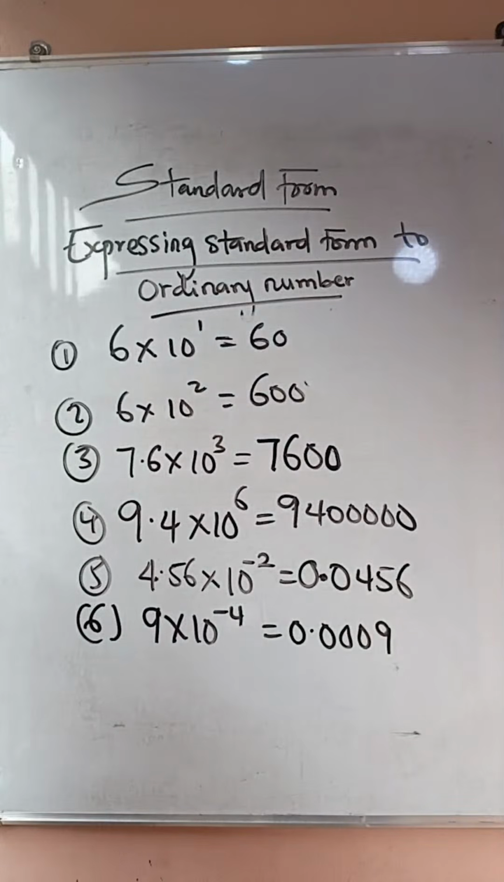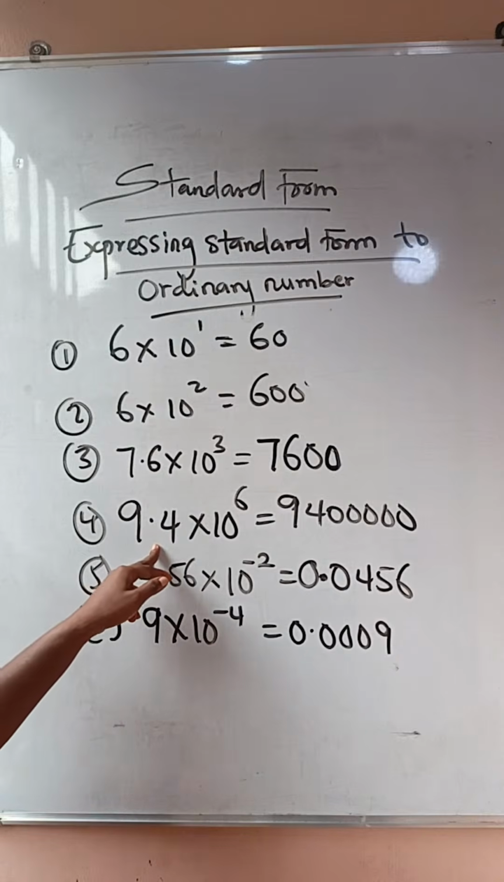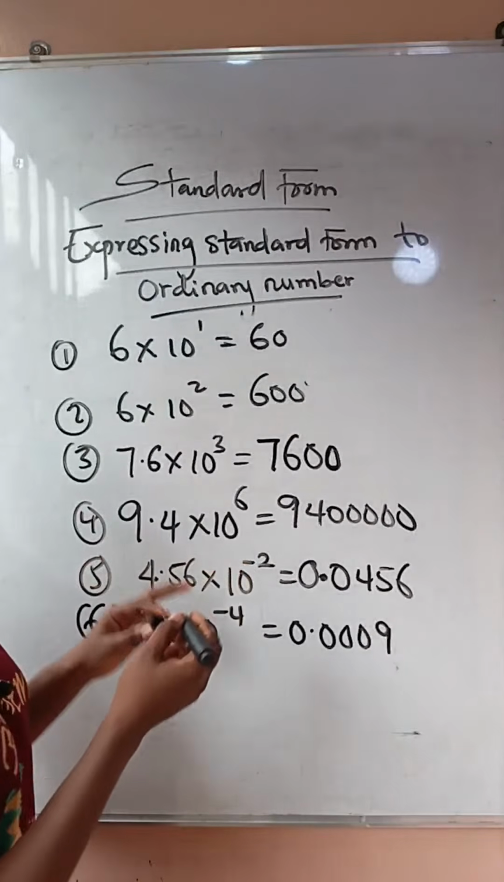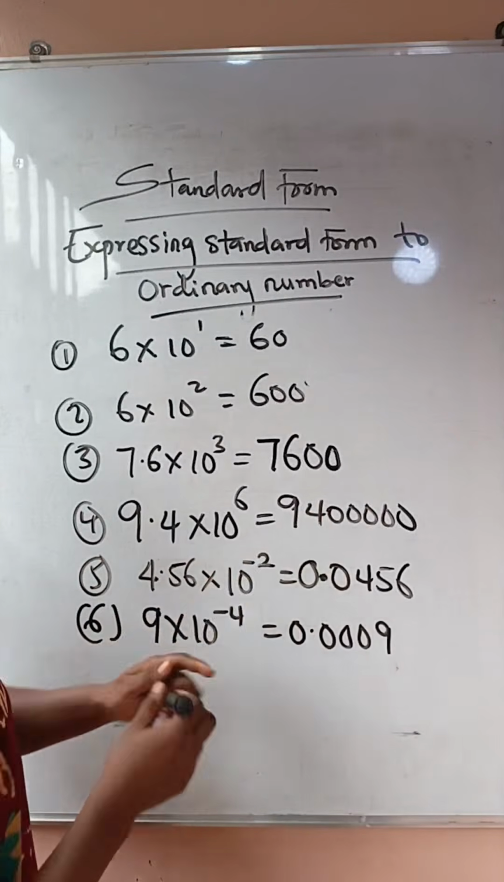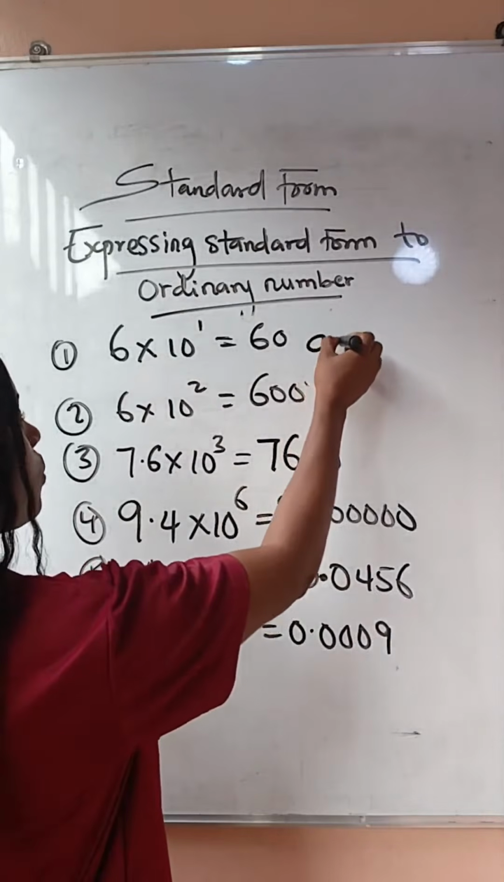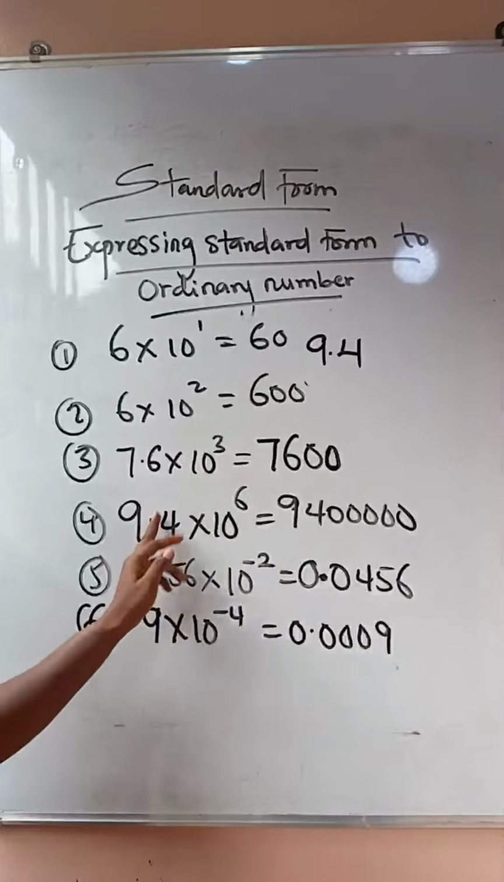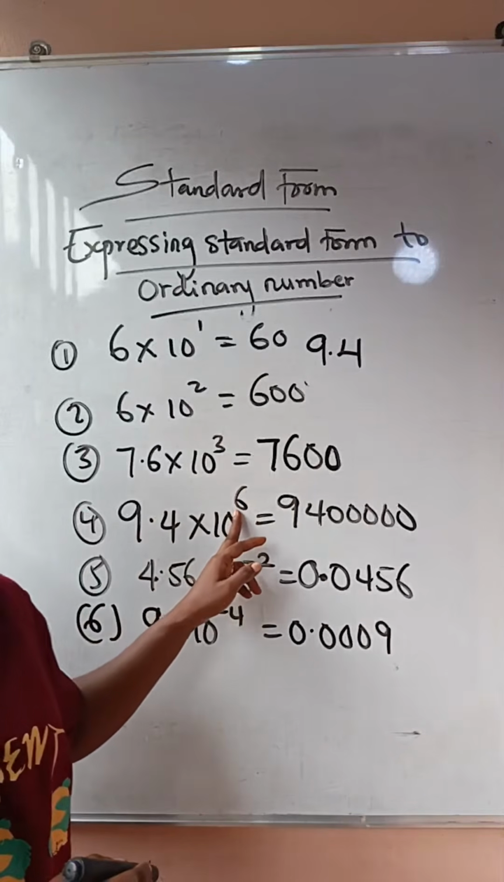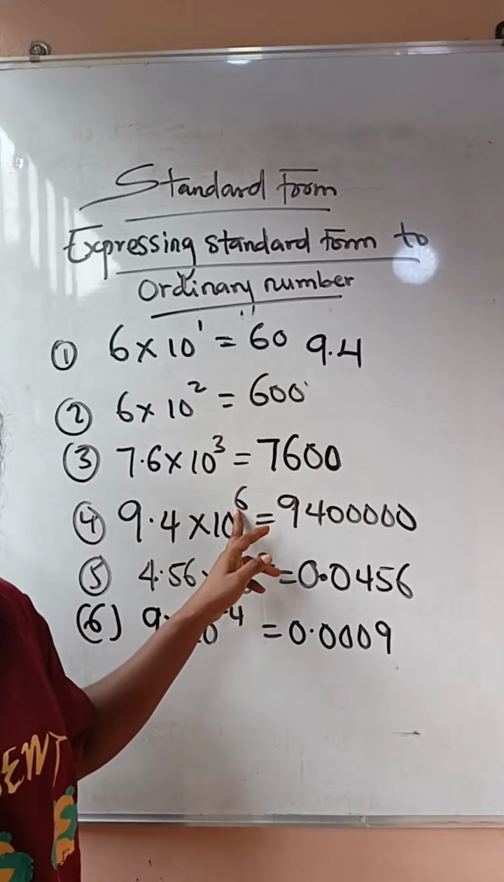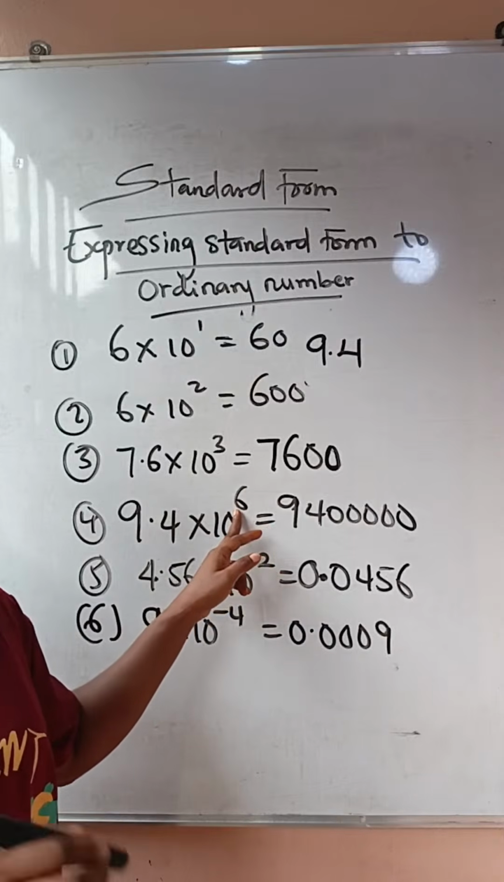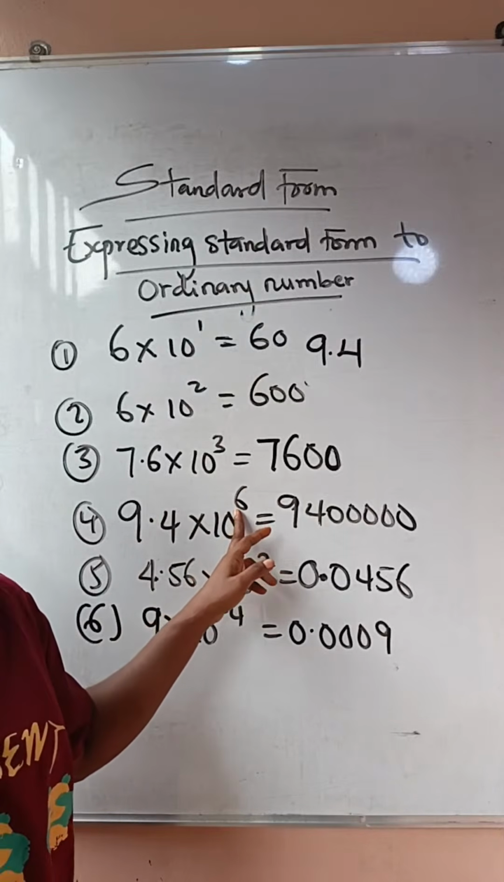Question 4 is wrong, ma. Question 4. How is it wrong? Please, let's do question 4 again, and I'll tell you why your answer should be this. Let me explain again. 9.4. We are shifting this decimal point to the right 6 times. That is what this 6 is telling us. We are shifting this decimal point to the right 6 times.